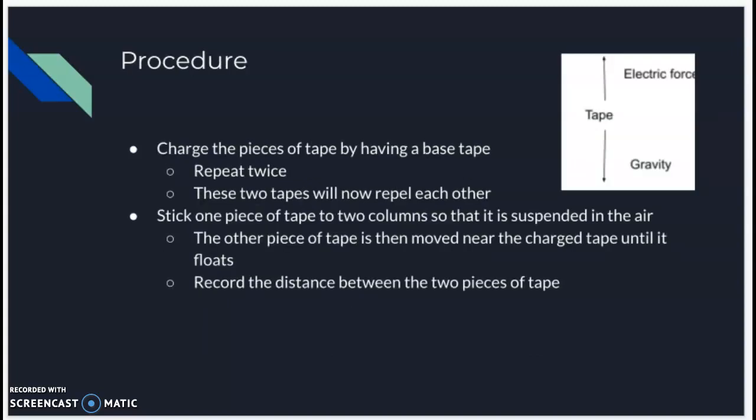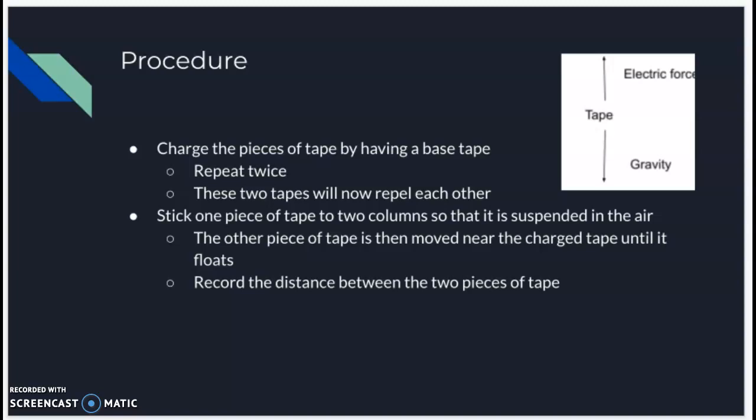So into the procedure. The charged piece of tape was created by first laying down a base piece of tape on the table and putting the second piece of tape on top of that base tape and peeling it away. When we ripped it away, we pulled up electrons from that base piece of tape onto it. We repeated this process twice to make two pieces of charged tapes that repelled each other.